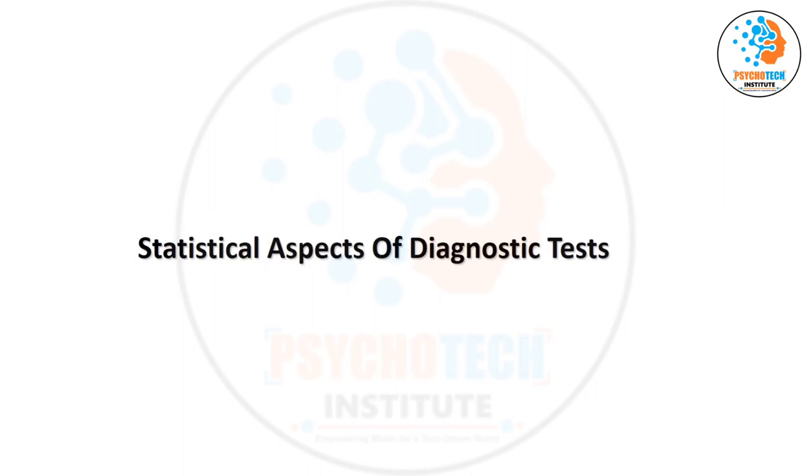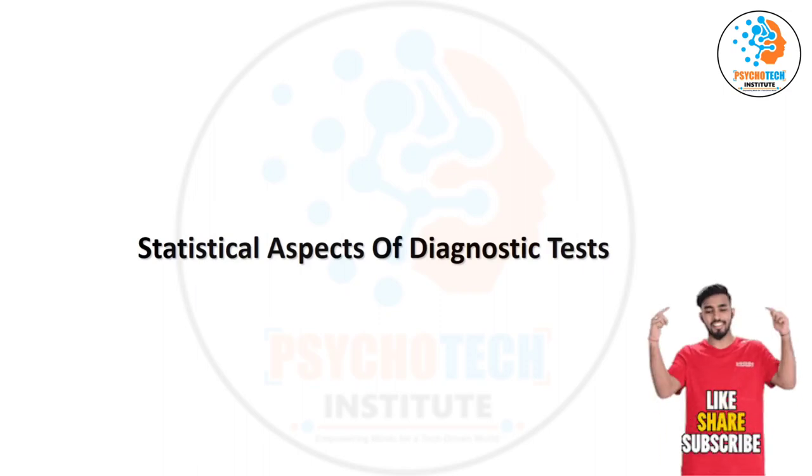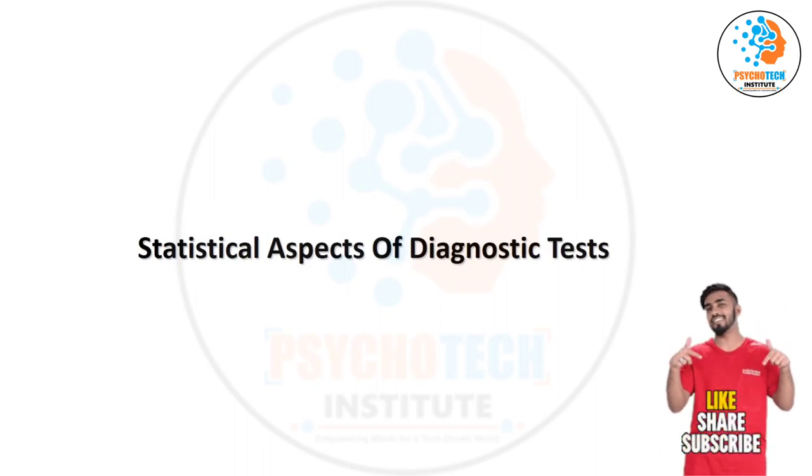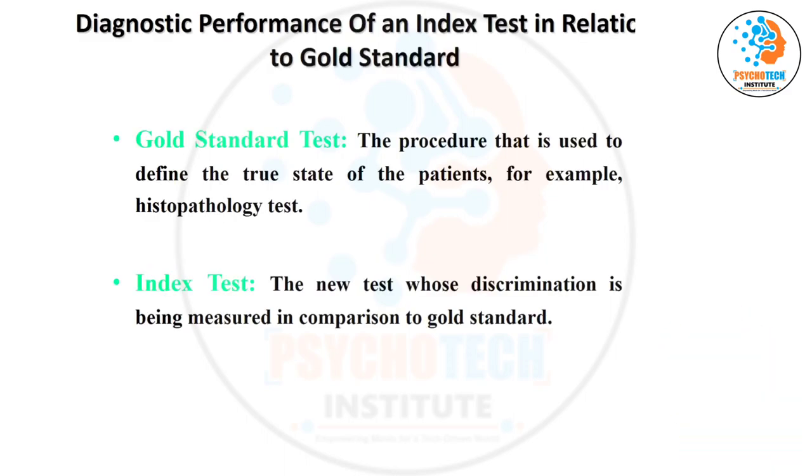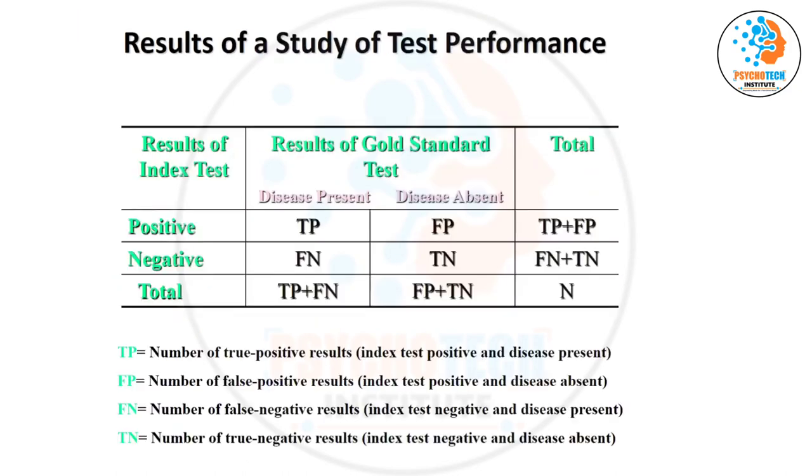So if the gold standard says you are positive and I am saying you are positive, my test is good. If the gold standard says you are negative and I am saying you are negative, my test is good. The same thing. So whenever you find any problem related to this, you first start by making a 2x2 table. If you are able to make the 2x2 table, you will easily solve that problem. This is your 2x2 table.